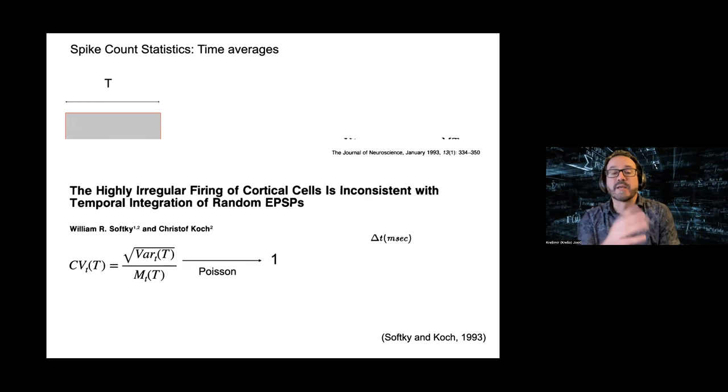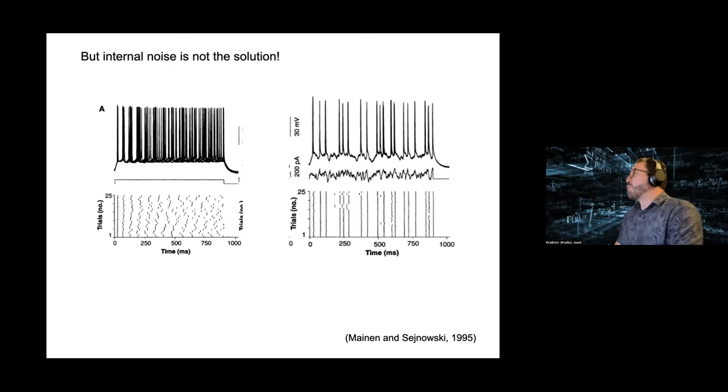And they said, look, this activity that we're seeing in the brain is really not what you would expect in a model, if you just model things naively. So what's going on? Why are these neurons firing so irregularly? One thing you can say is, well, maybe they have a lot of internal noise, right? Maybe the neurons are just really noisy, with a lot of internal noise independent for every neuron. That's why they're so irregular. But that's not the case.